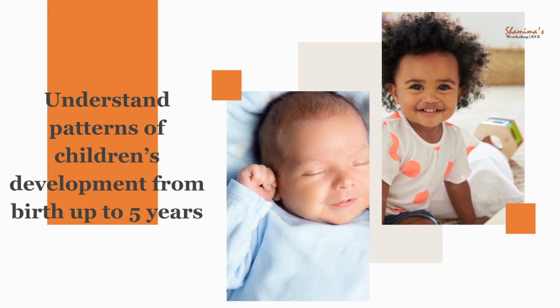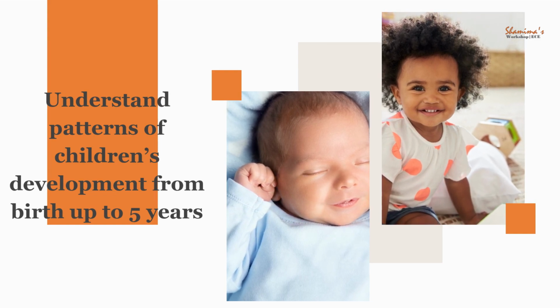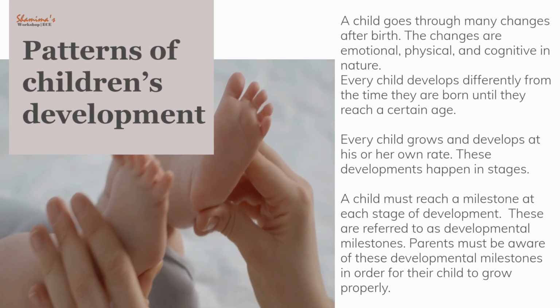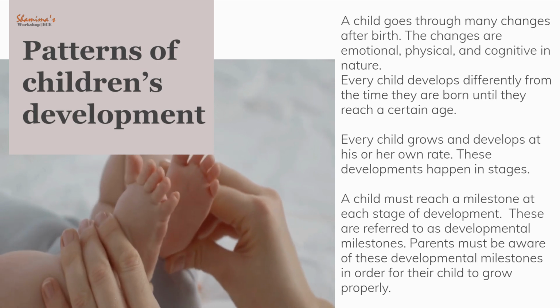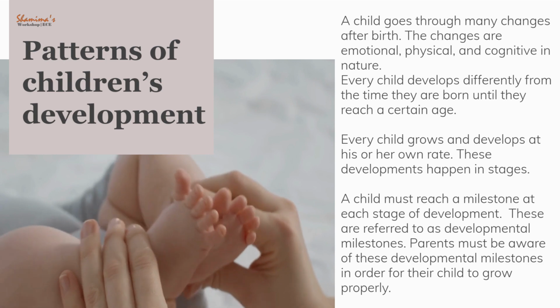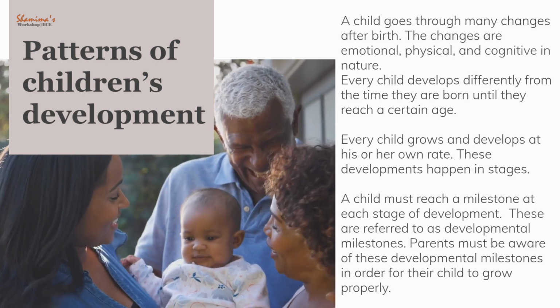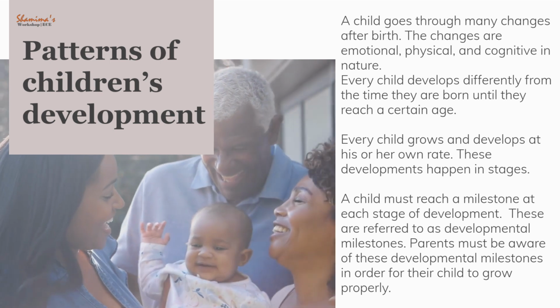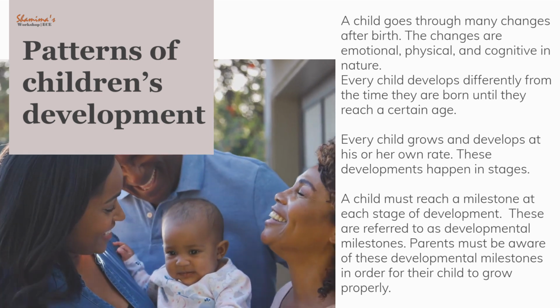Understand patterns of children's development from birth up to 5 years. Patterns of children's development. A child goes through many changes after birth. The changes are emotional, physical, and cognitive in nature. Every child develops differently from the time they are born until they reach a certain age. Every child grows and develops at his or her own rate.